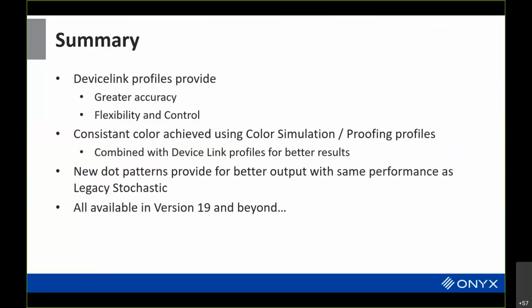Okay, let's wrap up here. In summary, device link profiles provide greater accuracy, flexibility, and control. That's the whole purpose of using device link. Consistent color is achieved by using color simulation and proofing profiles, and when we combine those with device link profiles, we get more accurate results while getting more consistent colors. And the new dot pattern itself provides better output and the same performance as legacy stochastic. All this is available in version 19 and beyond.